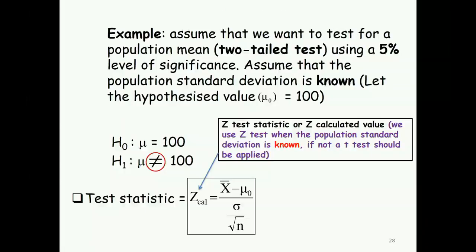This is the null and alternative hypothesis. Test statistics, alpha has to be given. Alpha is given as 5%, two-tailed test. The hypothesized value is 100. I put 0 here because it is not actually the population mean. It is the hypothesized population mean, because if we knew the population mean, there would be no point in doing all these things.